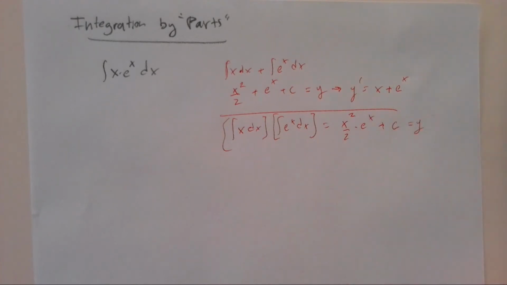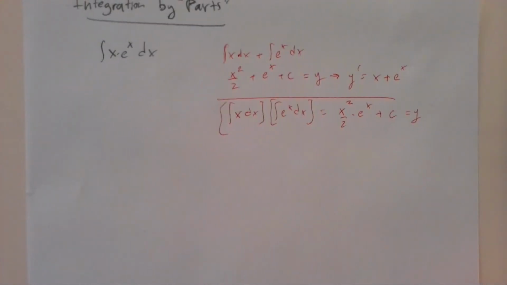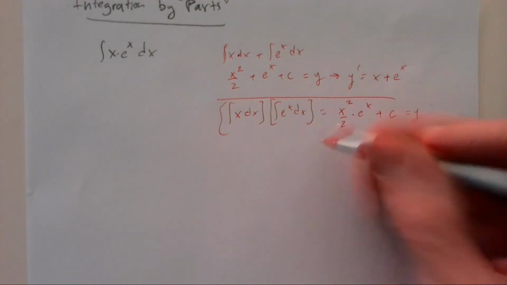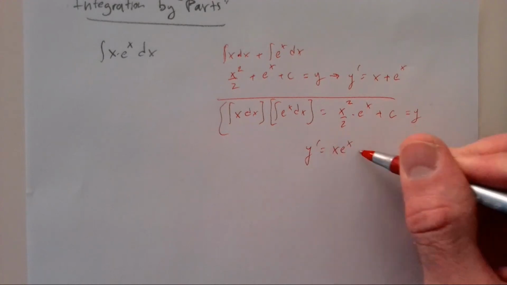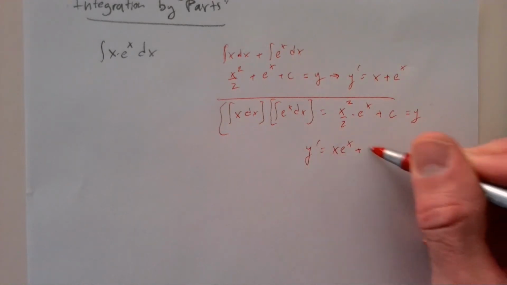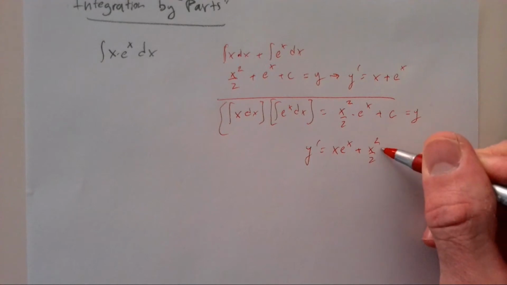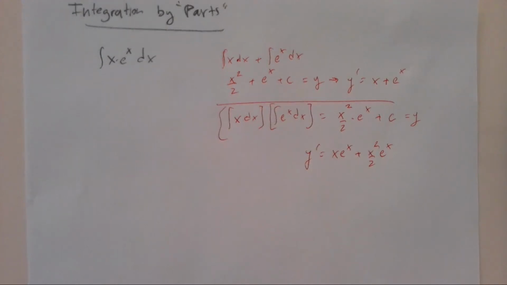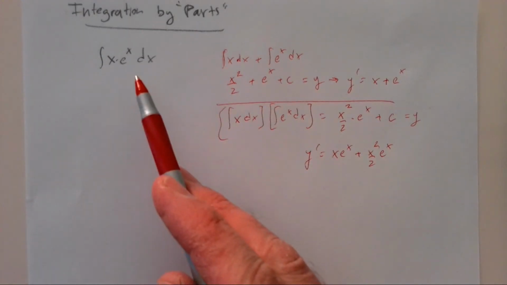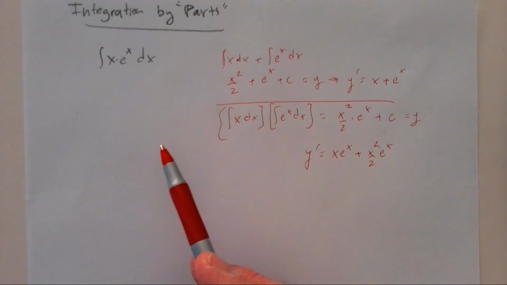And a quick check here will determine that, sorry, you're not right, because you've got to use that product rule. Y prime would be x e to the x plus x squared over 2 e to the x, which no matter which way you try to simplify, do any fancy algebra, you are not going to get this thing right here. So then the question is, what do we do?